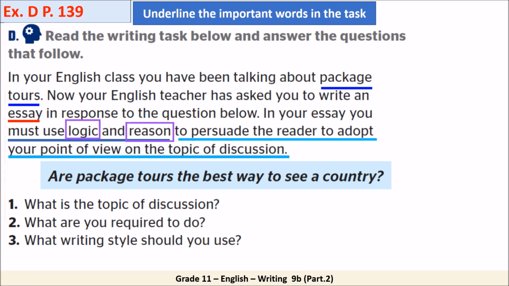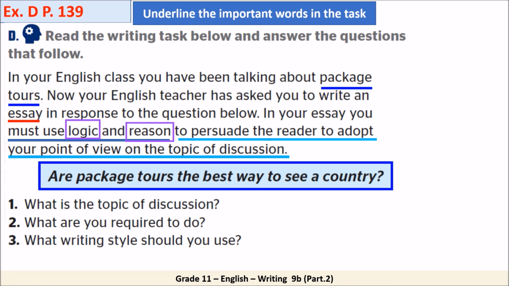What is the topic now? Yes, we have this question. Are package tours the best way to see a country? So you can answer this question with yes or with no. And what is important is that you explain, you support your point of view or your stand or your position on this issue by providing convincing arguments.